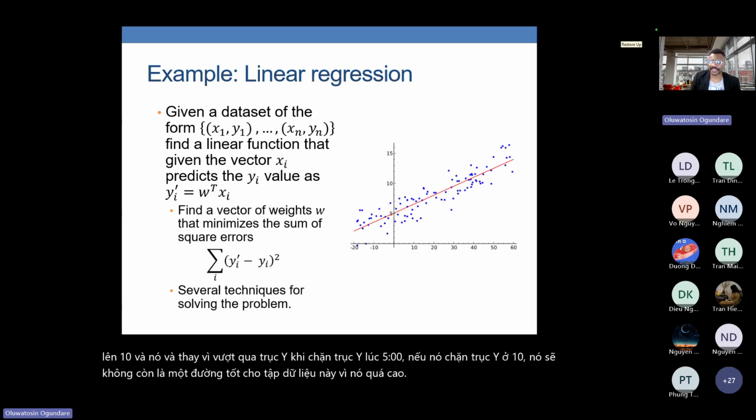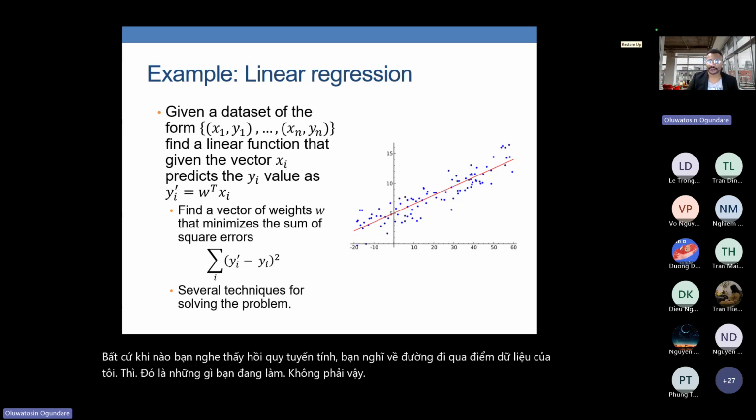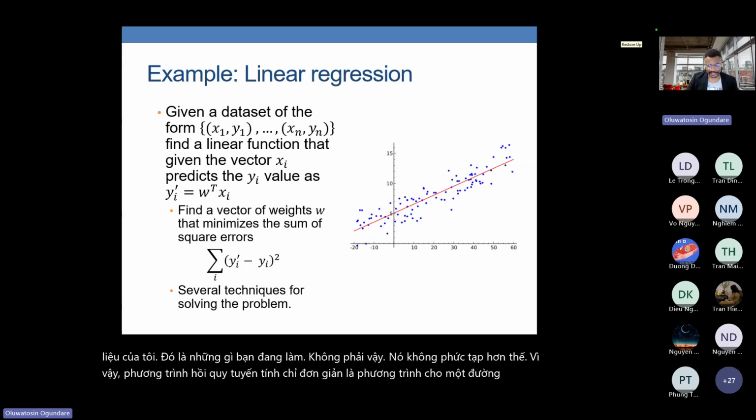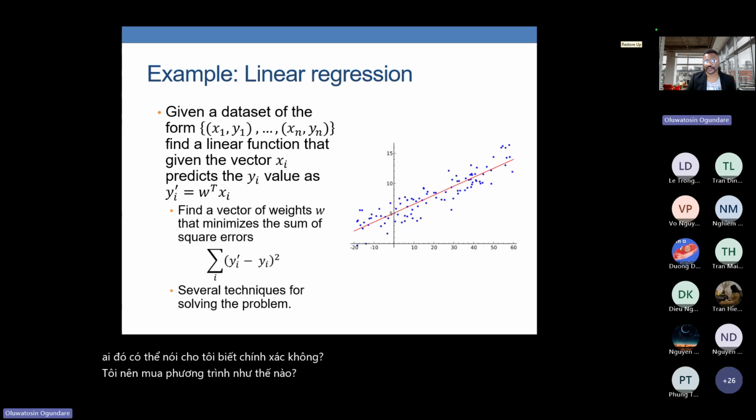So when you're doing linear regression, you're really describing a line. That's all. The job is to describe a line that can go through your data set. Anytime you hear linear regression, you think about a line that goes through my data points, period. That's what you're doing. It's not any more complicated than that. So the equation for linear regression is simply the equation for a line. And so can someone tell me precisely then what our equation should look like for linear regression?